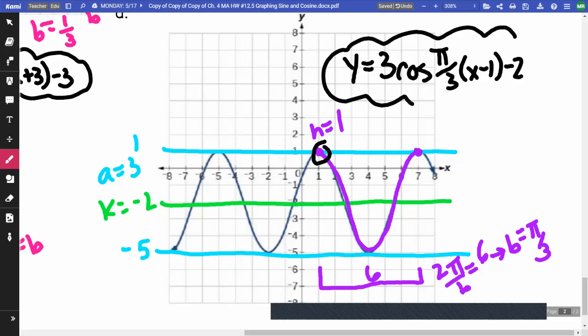Again, this is a possibility. You don't have to do it like this, but it's one possibility. So hopefully this helps.